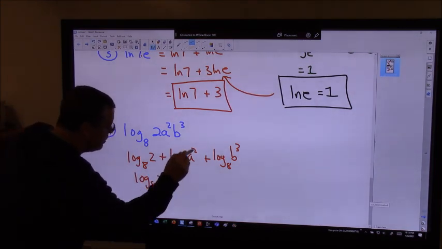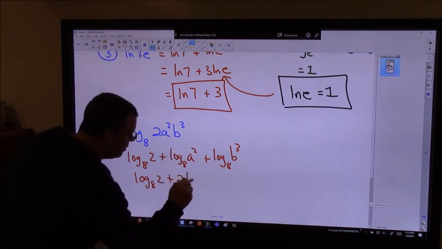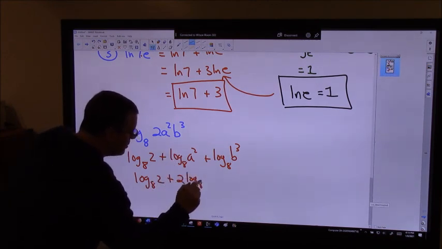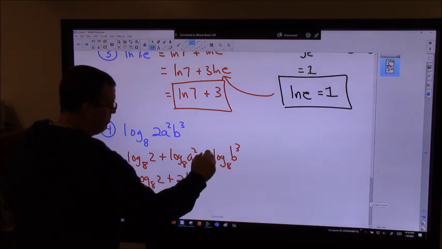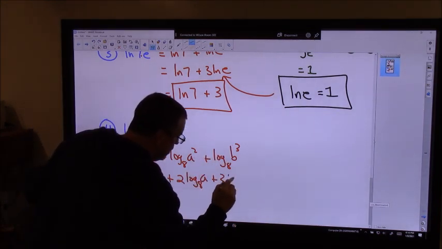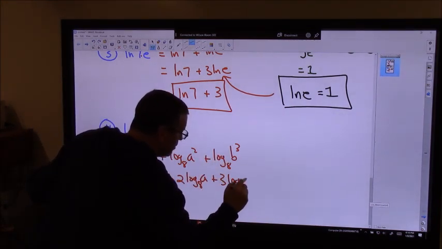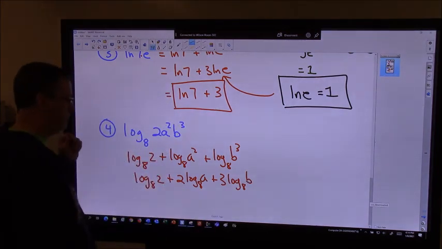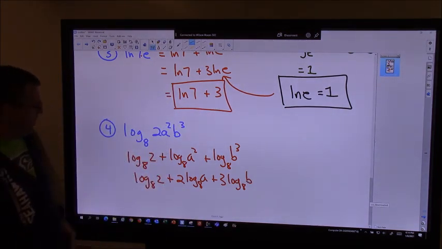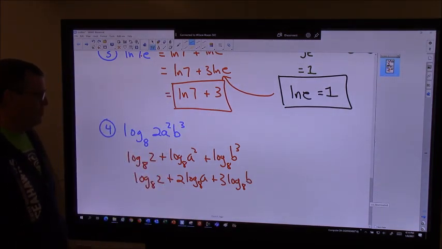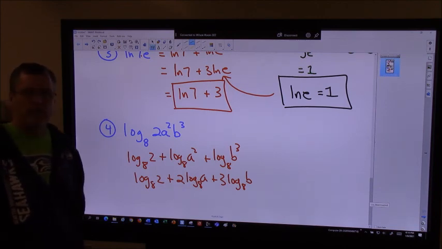Okay? So let's see. Now I've got log base 8 of 2 plus, I'm going to bring this 2 down in front. So 2 log base 8 of A. And I'll bring that 3 down in front, and I get 3 log base 8 of B. And there I have expanded this, but I have not finished.